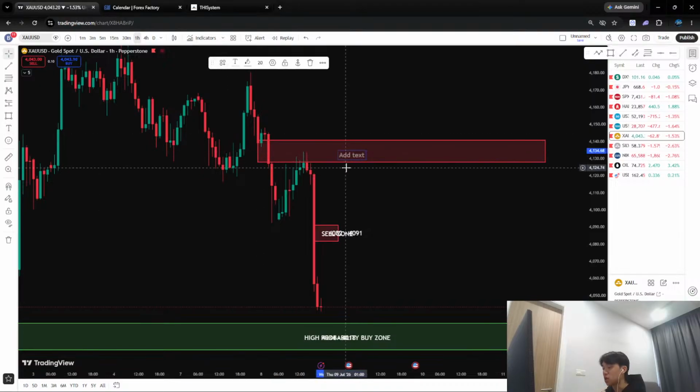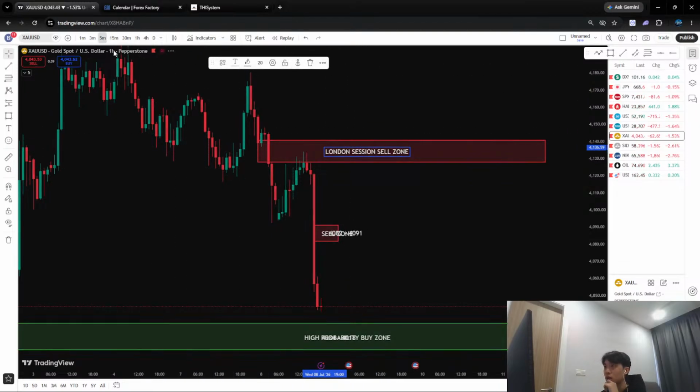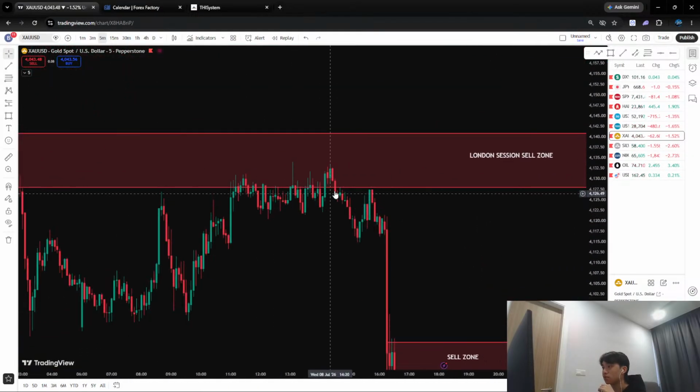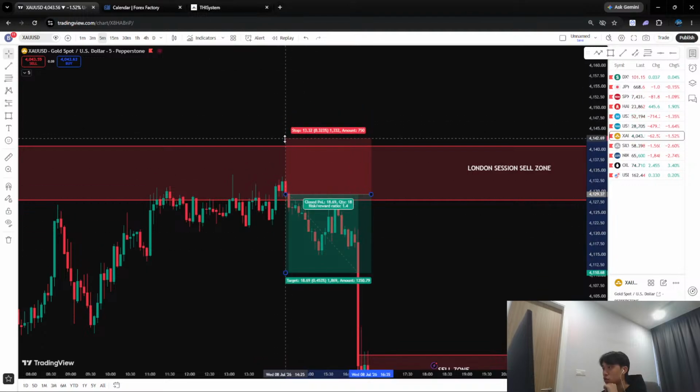I gave a sell zone right here. This will be the London session sell zone. When price taps into it, you go to the M5 time frame. All we want to find is an engulfing candle like this right here to enter our sell trade. Our stop loss will be right above this London session sell zone.